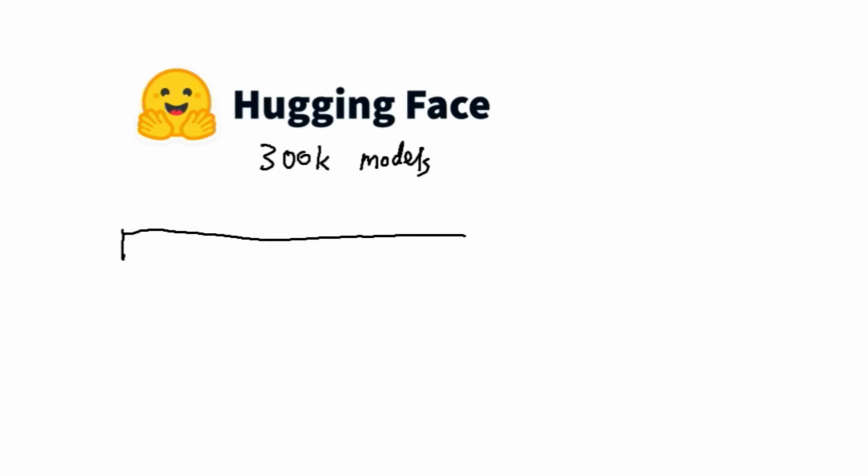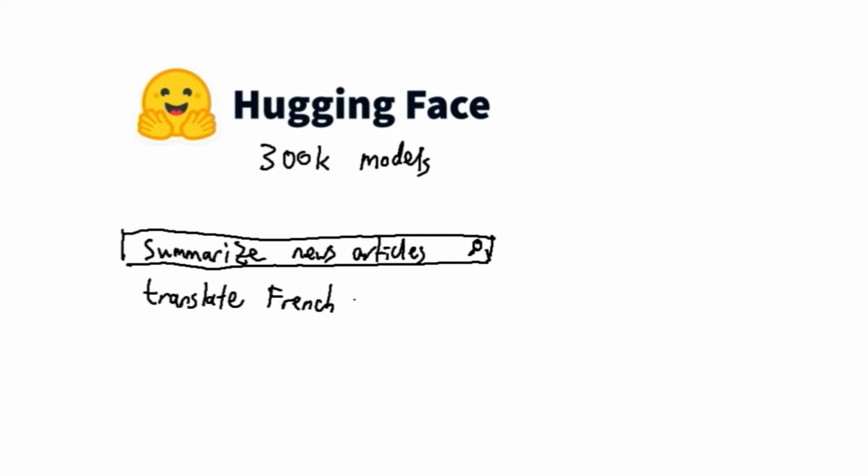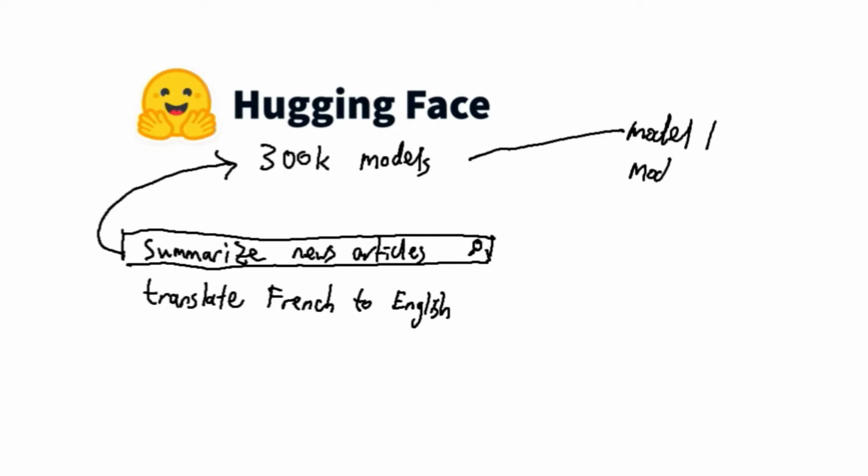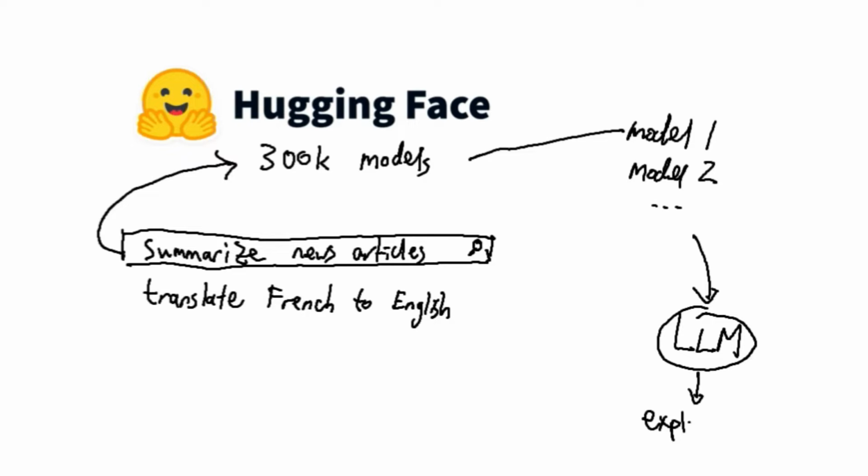So what we're going to build is basically a search interface. You can describe in English what kind of model you want, like I want a model that can summarize news articles, or I want a model that can translate French to English. And our application will go through HuggingFace and go through all of the models and find which models best fit your query. And since large language models are so popular nowadays, why not also use one to explain to us which model we should use?